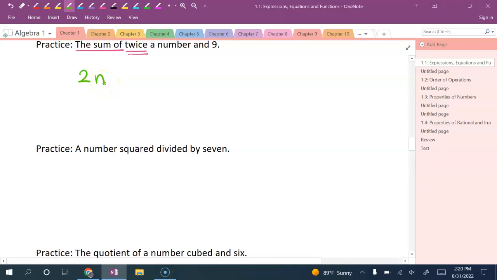Or 2x. And then sum means that you're going to be adding, and then that number 9. So 2n plus 9.